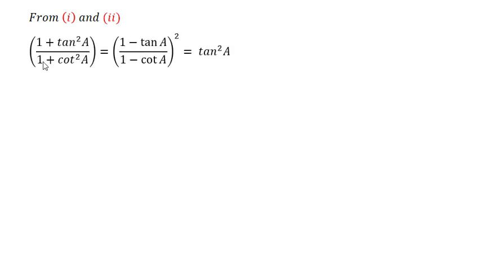So from 1 and 2 I can say that 1 plus tan square A upon 1 plus cot square A is equal to 1 minus tan A upon 1 minus cot A the whole square, which is equal to tan square A. So this is how you prove the problems. Now here you should try different problems from different reference books so that you are very confident in solving these kinds of identities.